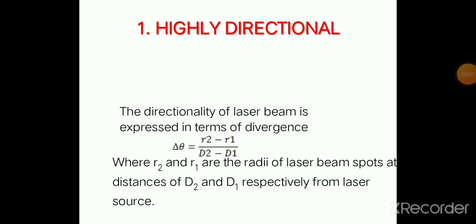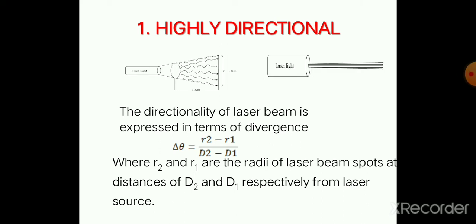Highly directional. The light rays coming from an ordinary light source travel in all directions, but laser light travels in a single direction. The directionality of the laser beam is expressed in terms of divergence, and it is given by delta theta equals (R2 minus R1) divided by (D2 minus D1), where R2 and R1 are the radii of the laser beam spots at the distances D2 and D1 respectively from the laser source.